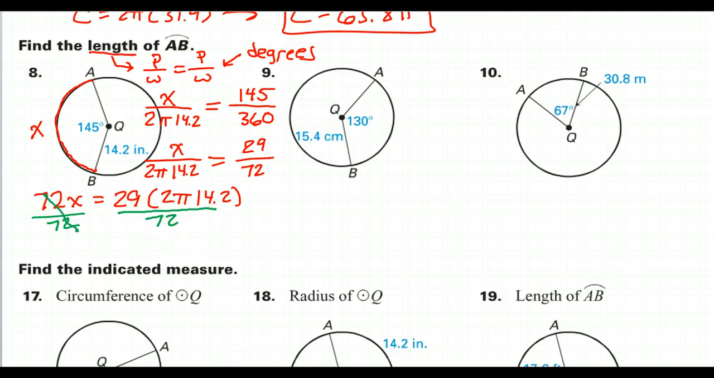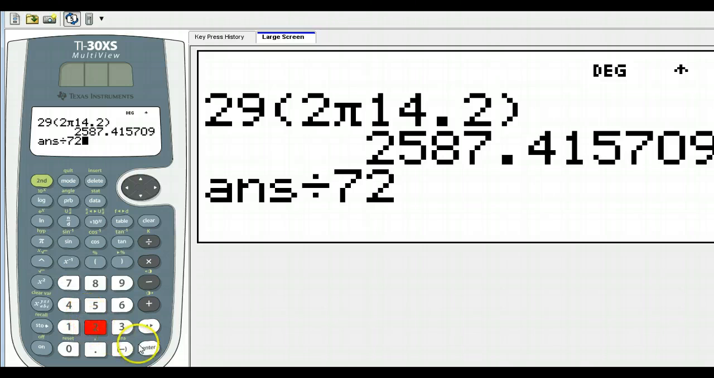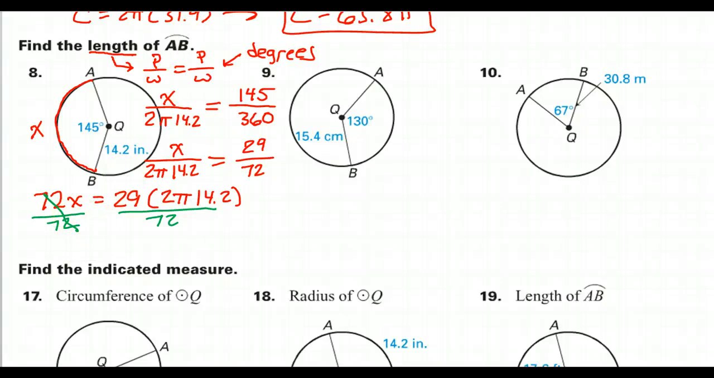So let's hit the division button. Divided by 72. This way the only rounding that we're doing is at the very, very end. That's the way it should always be. So this is 35.94. All right, and that is the arc length that we wanted.